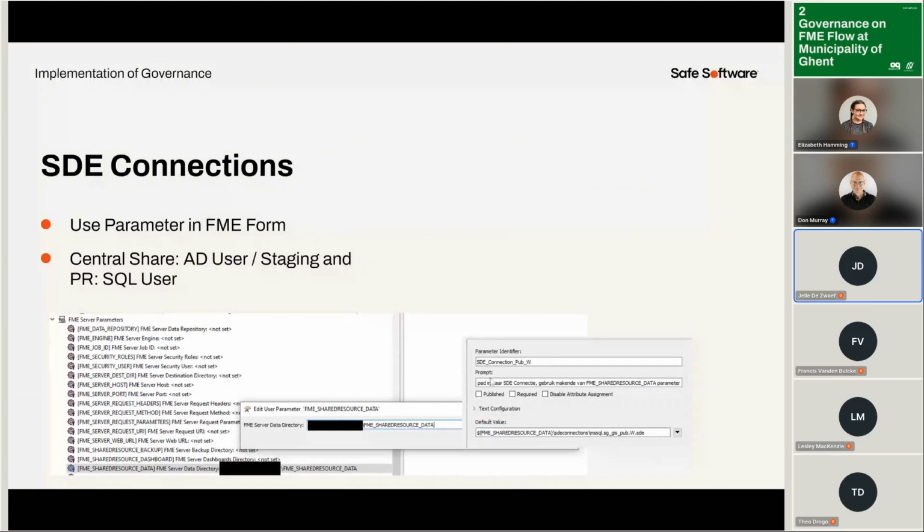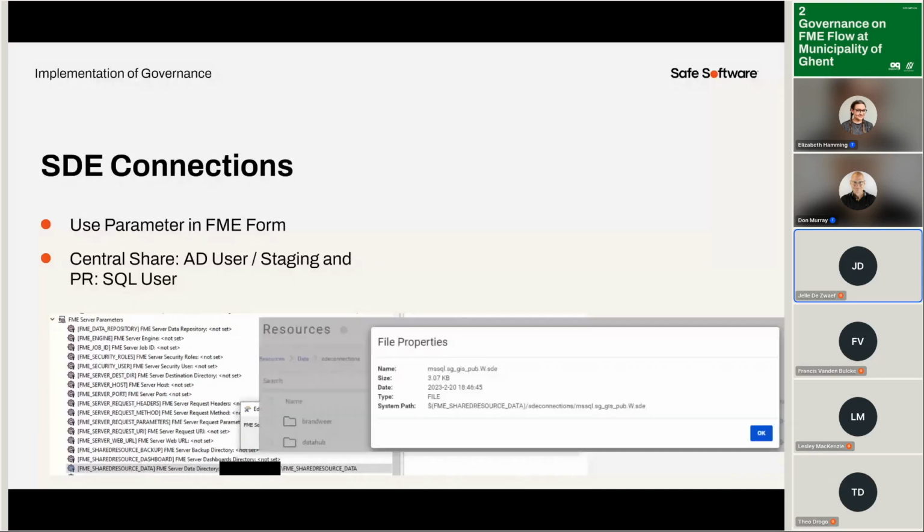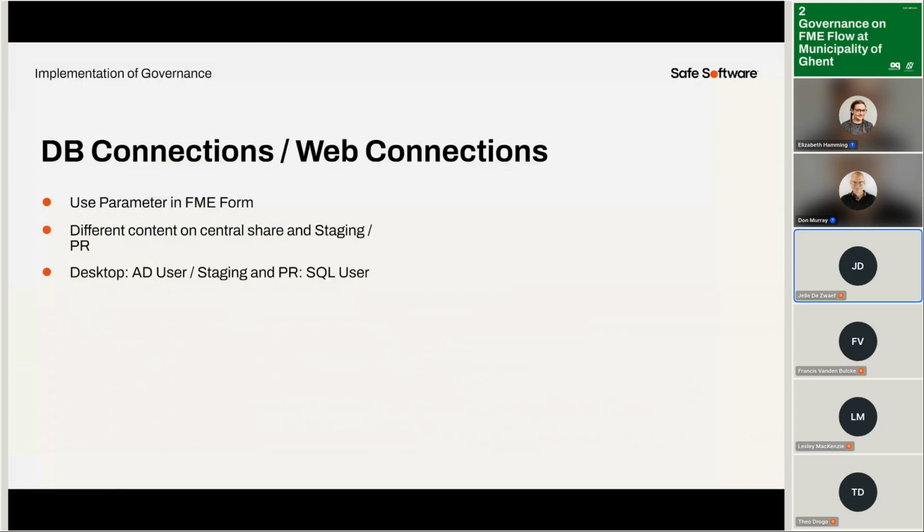So on FME Form, while developing, it will be using the Active Directory access, the person who is logged in on the computer. And on FME Flow, we have the same name, the same SDE connection, and it will refer to the shared resource data, but that will be local on the FME server. And instead of using an Active Directory user here, we will be using a SQL user of the database, of the SDE connection itself.